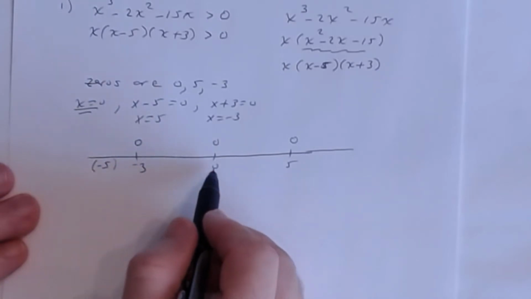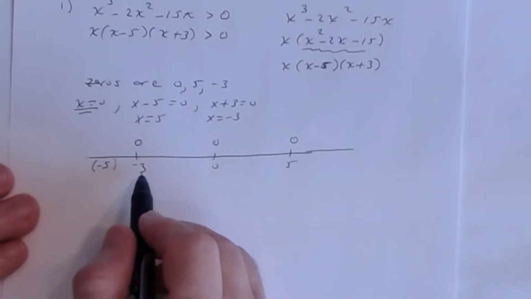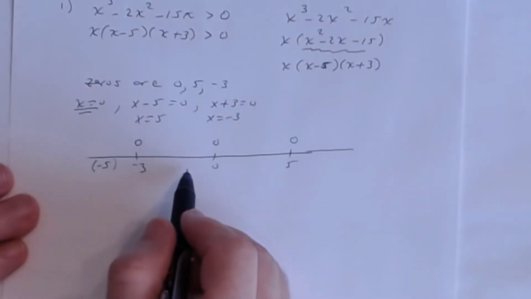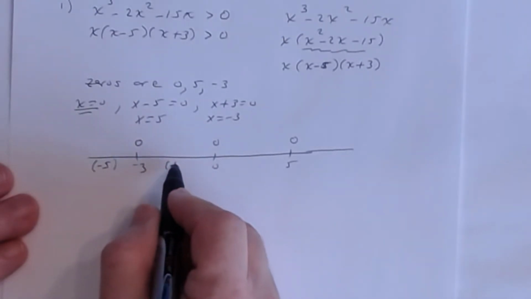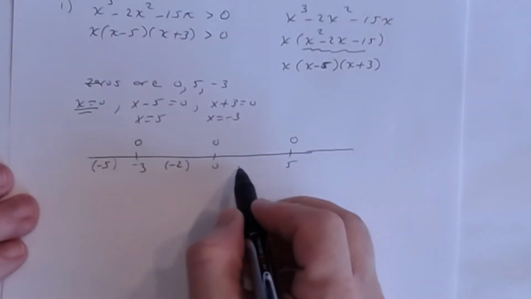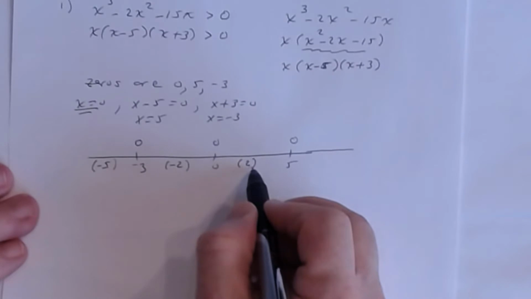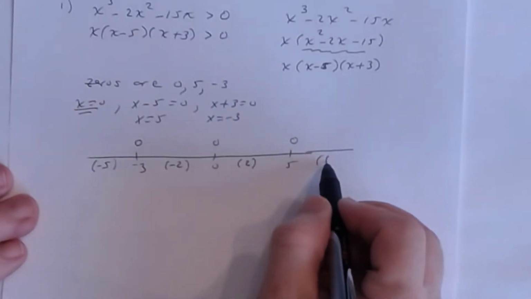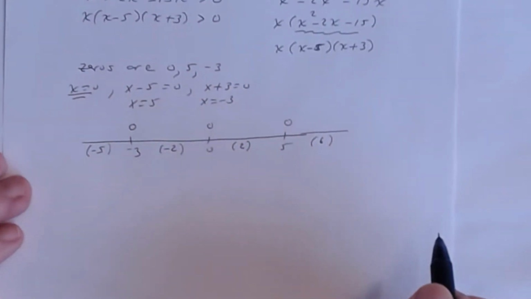So from -3 to 0, there's only two integers between -3 and 0. There's -2 and -1. So let's just choose -2. Between 0 and 5, let's choose, let's say 2. And then from 5 to infinity, let's say 6. So those are my test points.